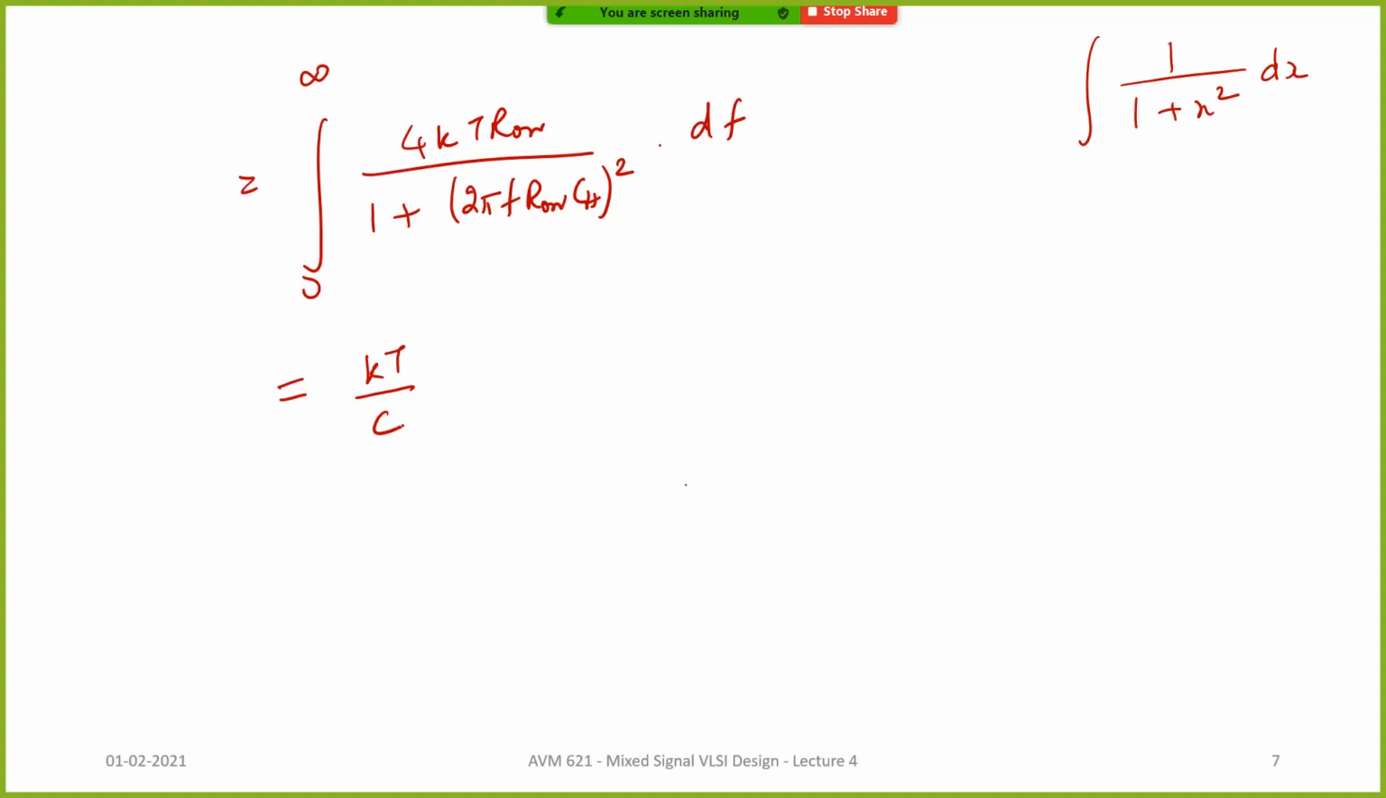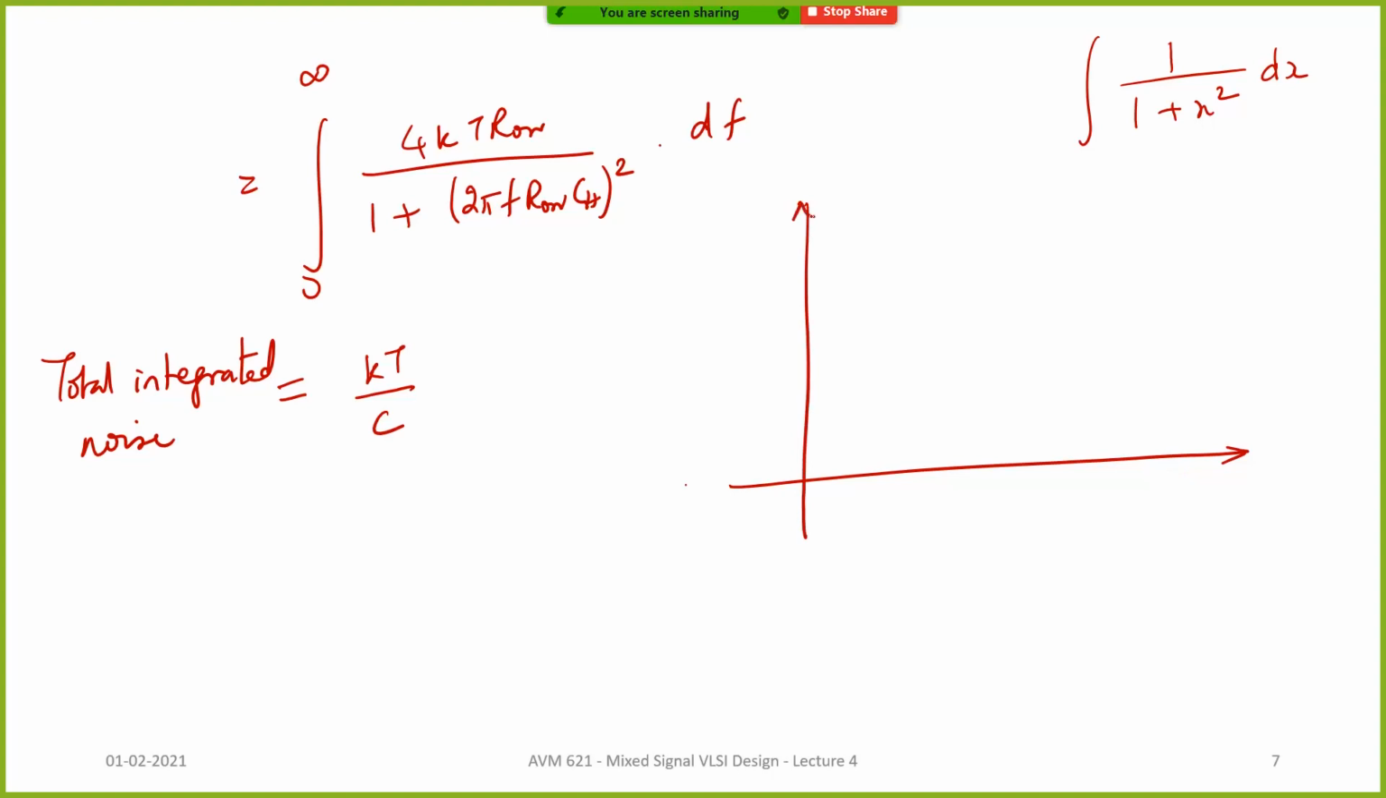Now, if you look at this total integrated noise, just to give you a little clearer picture, the thermal noise spectral density was like this. This is 4kT Ron.